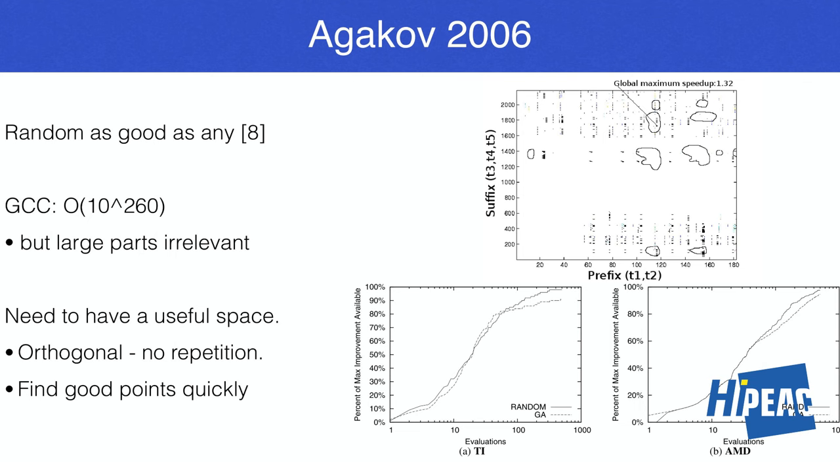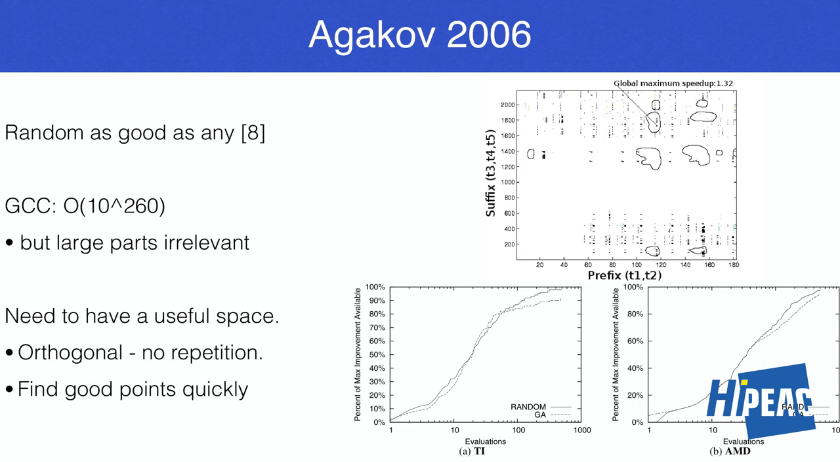Okay, so Agakov in 2006 actually said, well, okay, let's see how random works on this space. And he found out it worked as good as any. So here we go. We've got a space of 1, 2, 3, 4, 5 compiler optimizations, and each of them has up to, I think, 10 options. So it's a space of size 10 to the 10.